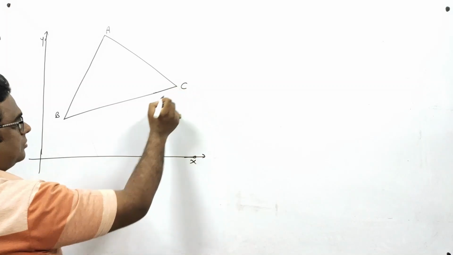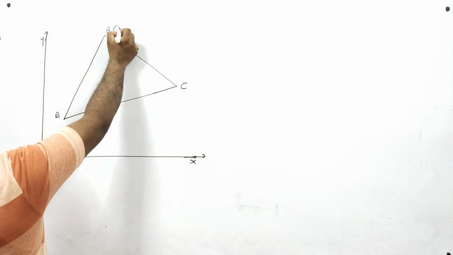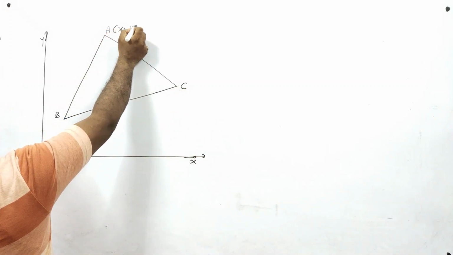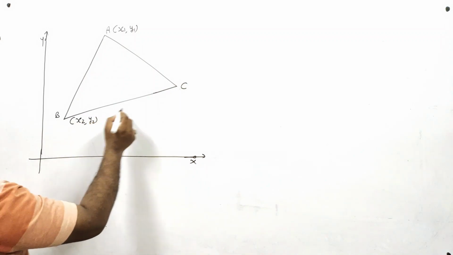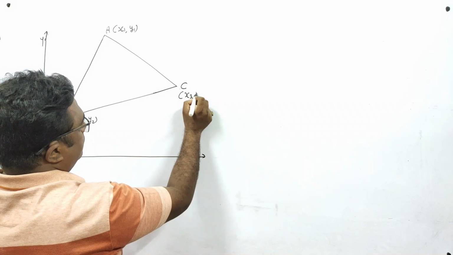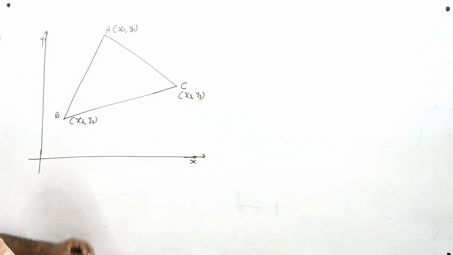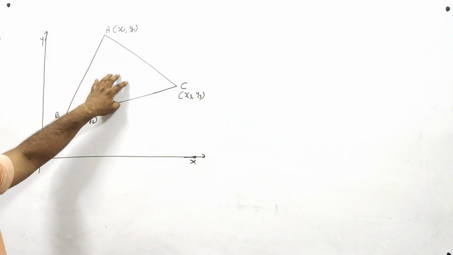ABC are the vertices of this triangle. Coordinates of A are x1, y1. Coordinates of B are x2, y2. And coordinates of C are x3, y3. And we want to find out the area of this triangle.